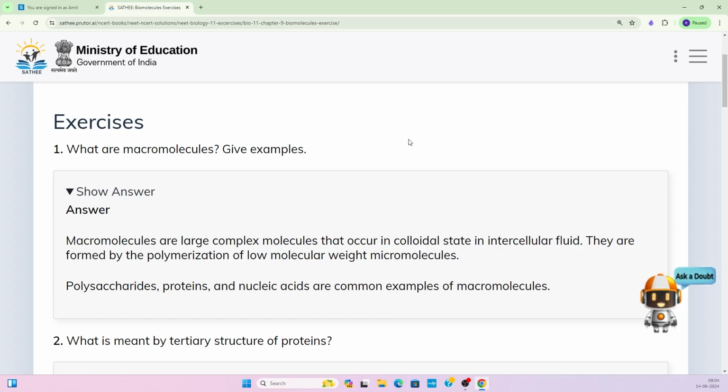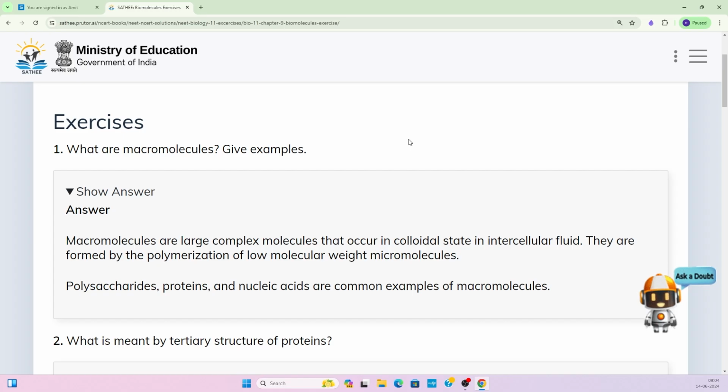So polysaccharides are polymers, and they are made up of micromolecules, that is, the monomers. Similarly, the proteins are made up of amino acids joined together to form polypeptides, and different polypeptides unite together to form the proteins. Now similarly the nucleic acids. Nucleic acids are also examples of macromolecules.